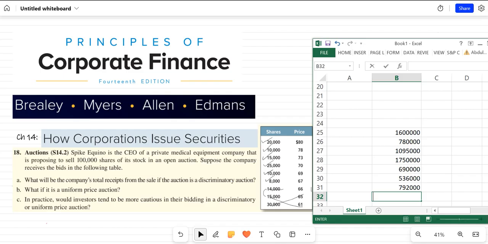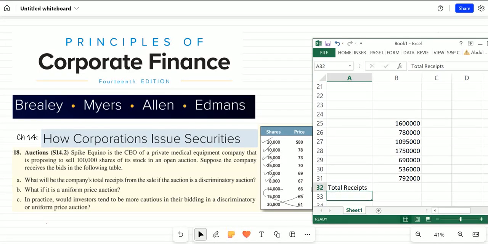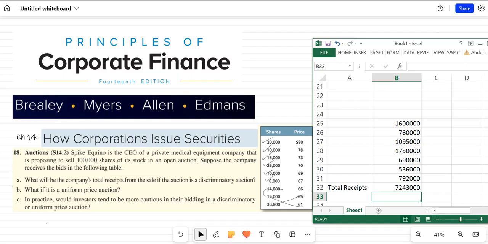66. So to sum up how much the total receipts will be, we will just add all these numbers, and these will be the total receipts, right? 7.2 million. So this is part A.